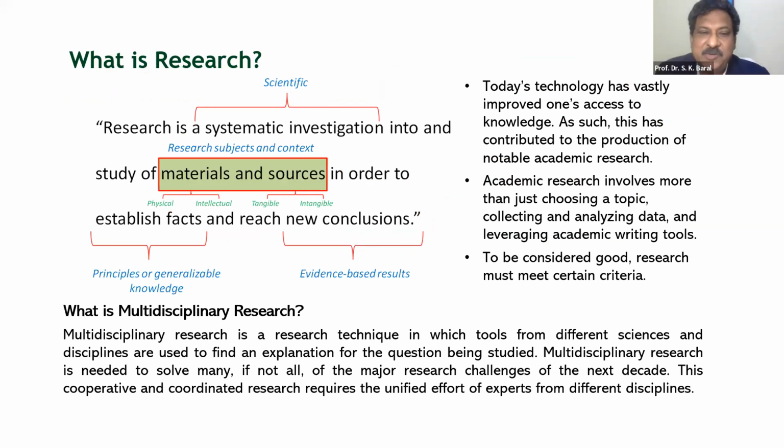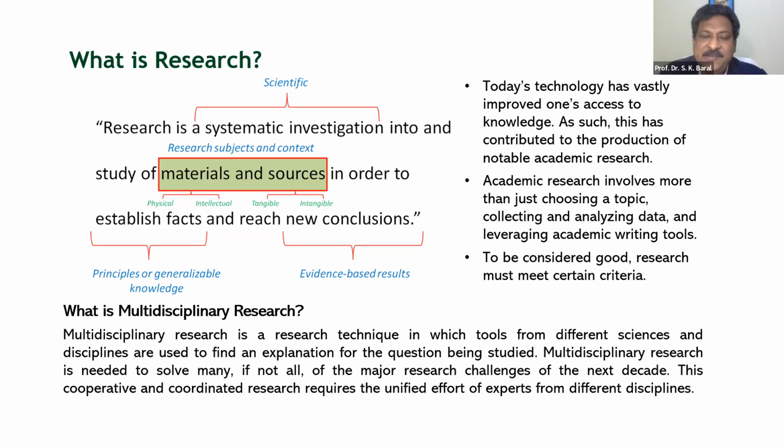Research is always a systematic investigation into and study of materials and sources in order to establish facts and reach new conclusions. And when we are talking about a systematic investigation, it is scientific, because you know very well that technology has vastly improved one's access to knowledge nowadays. So academic research involves many important things like data collecting, data analysis, and leveraging academic writing tools, all are available nowadays.